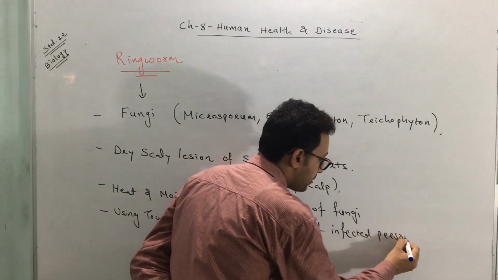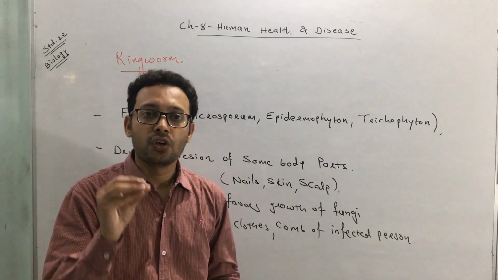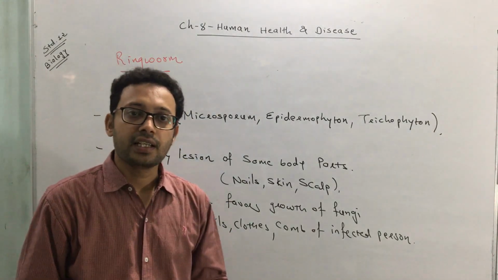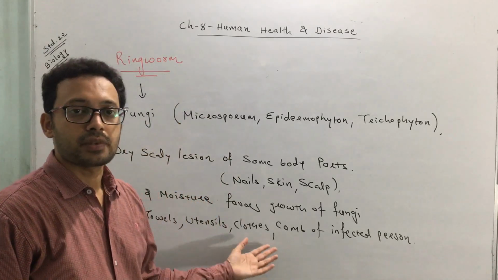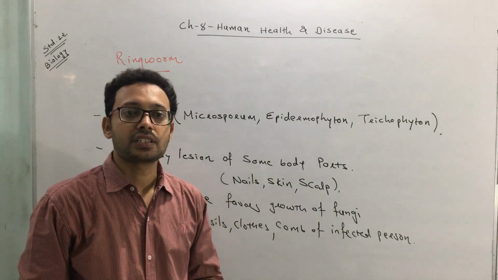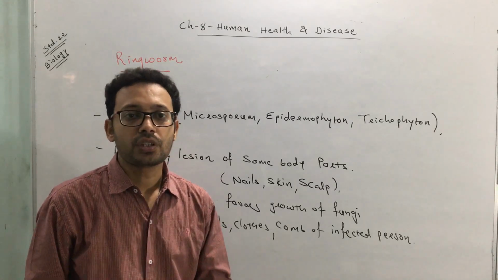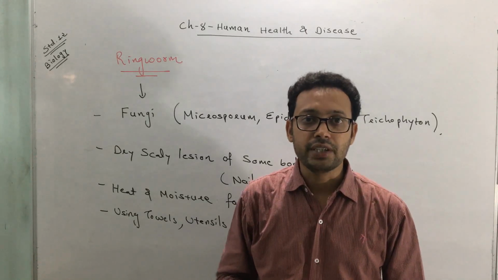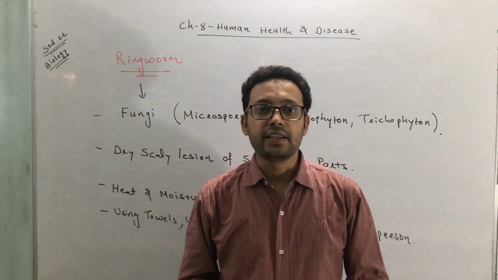Okay, so those persons who are infected with ringworm, if you use their clothes, comb, or towels, then this ringworm is going to spread from one person to another person. One way to get rid of such a disease is to maintain a distance from that person and not use the things used by that infected person. Even the use of a comb can cause a fungal infection.